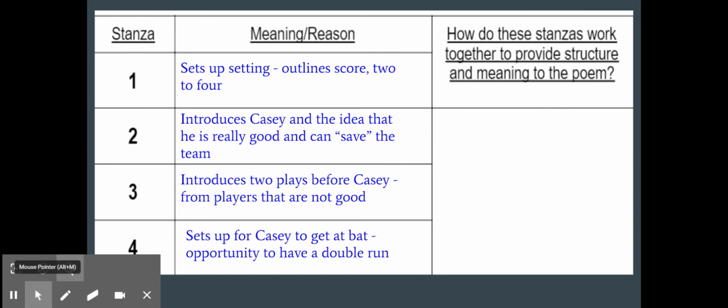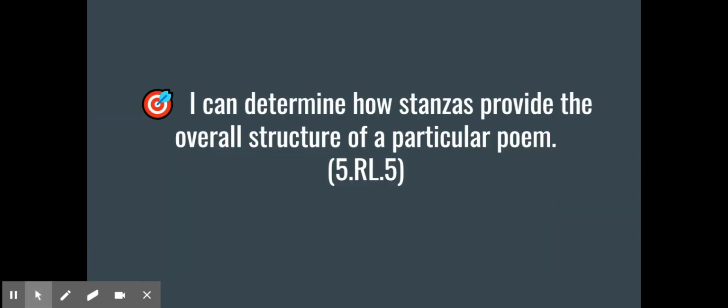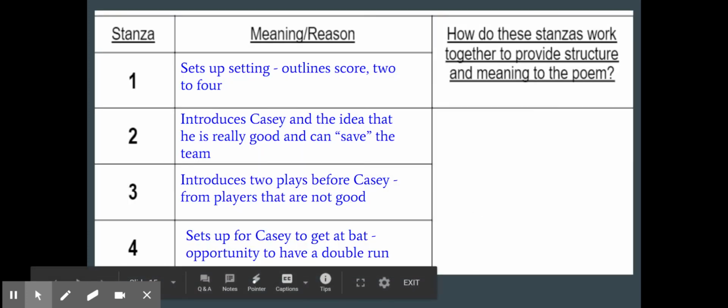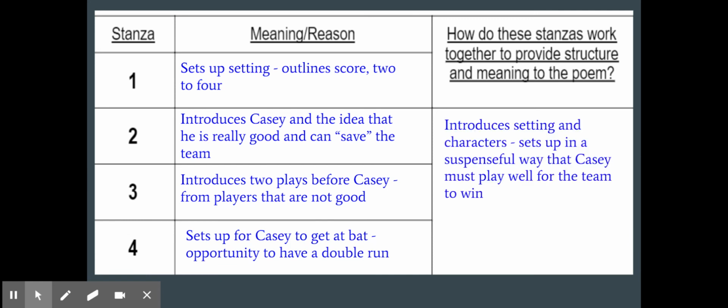Right, so then how do these stanzas provide the overall structure of that poem? Now, of course, in your assignment, you'll be looking at it overall. We're going to look at just these 4. So how do these 4 stanzas set up the structure and meaning of the poem? Well, it introduces the setting and the characters. That's important for me to be able to understand the rest of the poem.